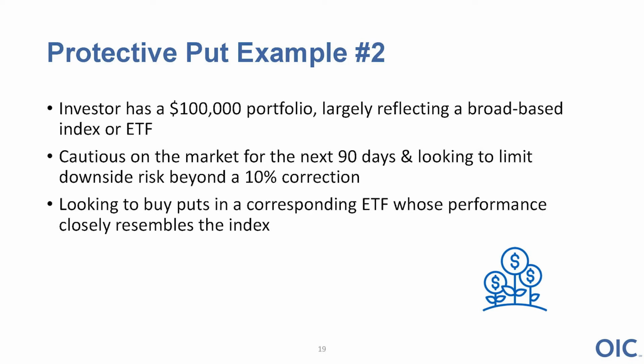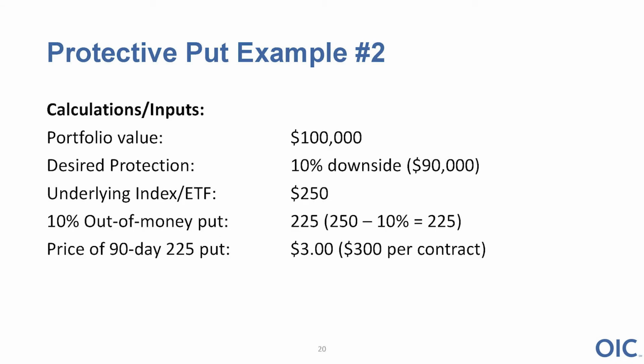Maybe it mimics the S&P 500 or the Dow Jones Industrial Average. But this investor is looking to protect against a downside risk beyond a 10% correction. In other words, they're willing to take $10,000 worth of losses, but below that, they want to be protected. So we're going to look to buy puts in a corresponding ETF whose performance mimics that of our portfolio. Once again, here's our $100,000 portfolio. We're looking for protection below 10%, so we're really looking to hedge $90,000 worth of risk.